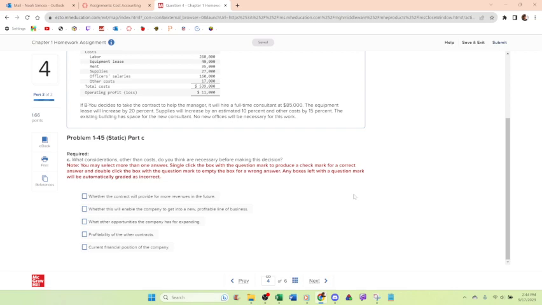Man, this question sucks. Come on, man. I mean, you should probably at least take a glance at each of those questions while you're making a decision, and maybe it'll take you like 5 seconds to come up with the answer, but you may as well at least look at it. Profitability of the other contracts is not relevant to this decision.